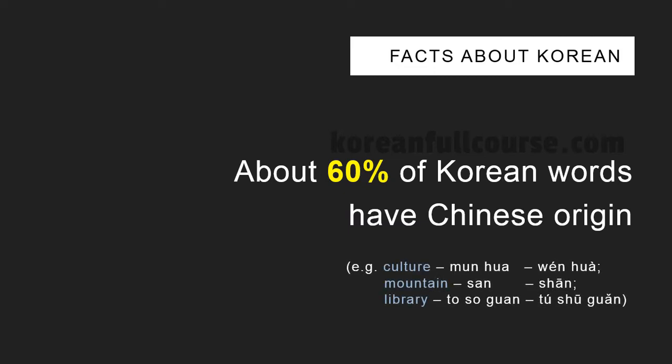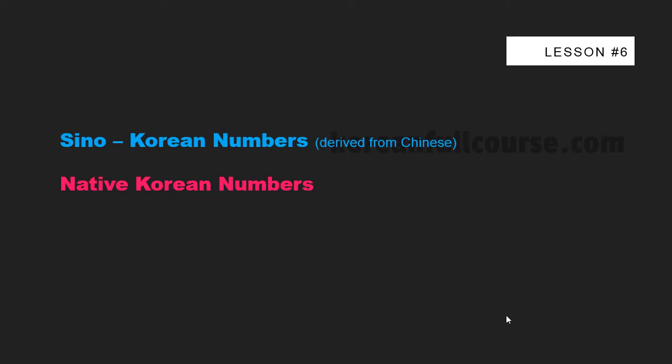And here's an interesting fact about the Korean language. About 60% of all Korean words have Chinese origin, including numbers. That's why Chinese people can build Korean vocabulary a few times faster than any other foreigner. And here is an example of the same words in Korean and Chinese. So there are two number systems in Korean, Sino-Korean numbers and Native Korean numbers. Both are used for different purposes. In this lesson, we will learn Sino-Korean numbers because they are easier to remember. And in the next lesson, I will teach you Native Korean numbers. Sino means something related to China, so Sino-Korean numbers were derived from the Chinese language.